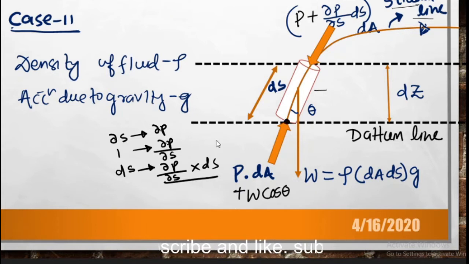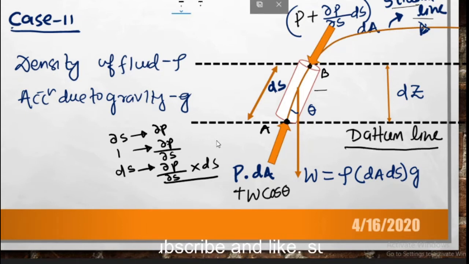Now this point is called A, and suppose this point is called B. Suppose I have considered this as the datum line. The elevation of point B has been taken as del Z, and the distance between points A and B along the streamline direction is called ds.